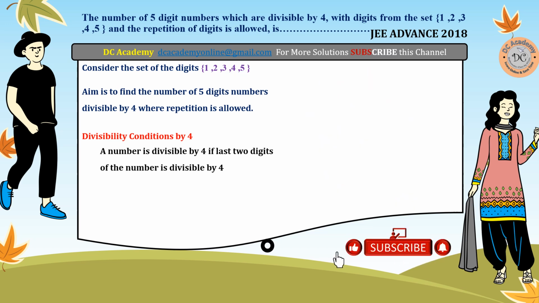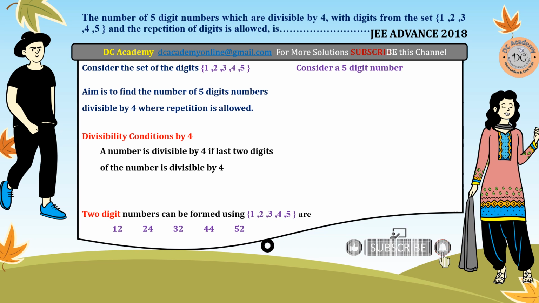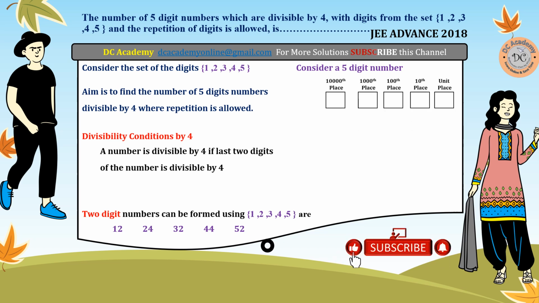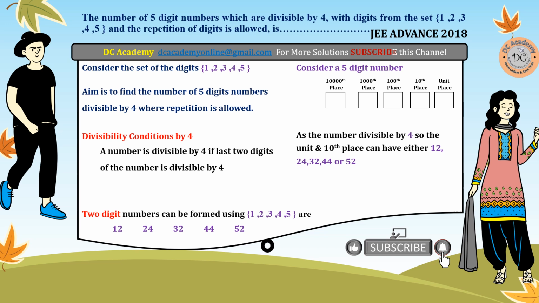So as the number is divisible by 4, our last two digits will definitely be formed by these numbers, that is 12, 24, 32, 44, and 52. That's it, we already explained. Now we consider a 5-digit number, so we represent it with 5 boxes. As the number is divisible by 4, the last two digits will be 12, 24, 32, and so on. Therefore, the last two digits can be filled in 5 different ways.